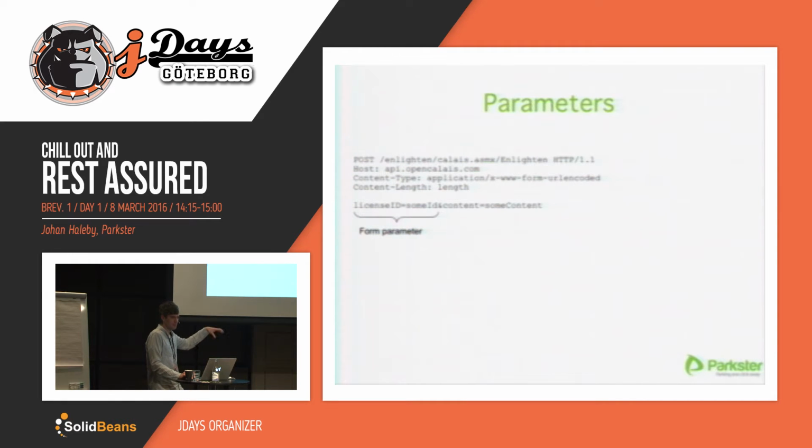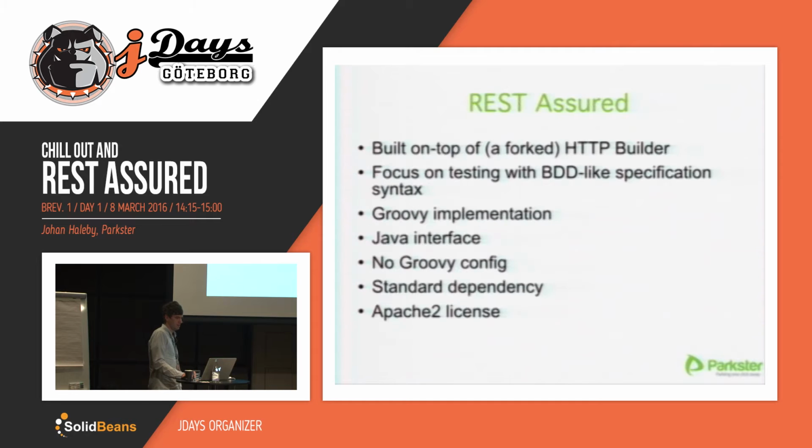So this is essentially what we want REST Assured to help us with. We want to test services that return these kinds of responses. REST Assured is a library that is built on top of another library called HTTP Builder. But I've actually forked HTTP Builder. I don't know how much HTTP Builder there is left in REST Assured right now. HTTP Builder is a Groovy library, and it builds on Apache HTTP client.